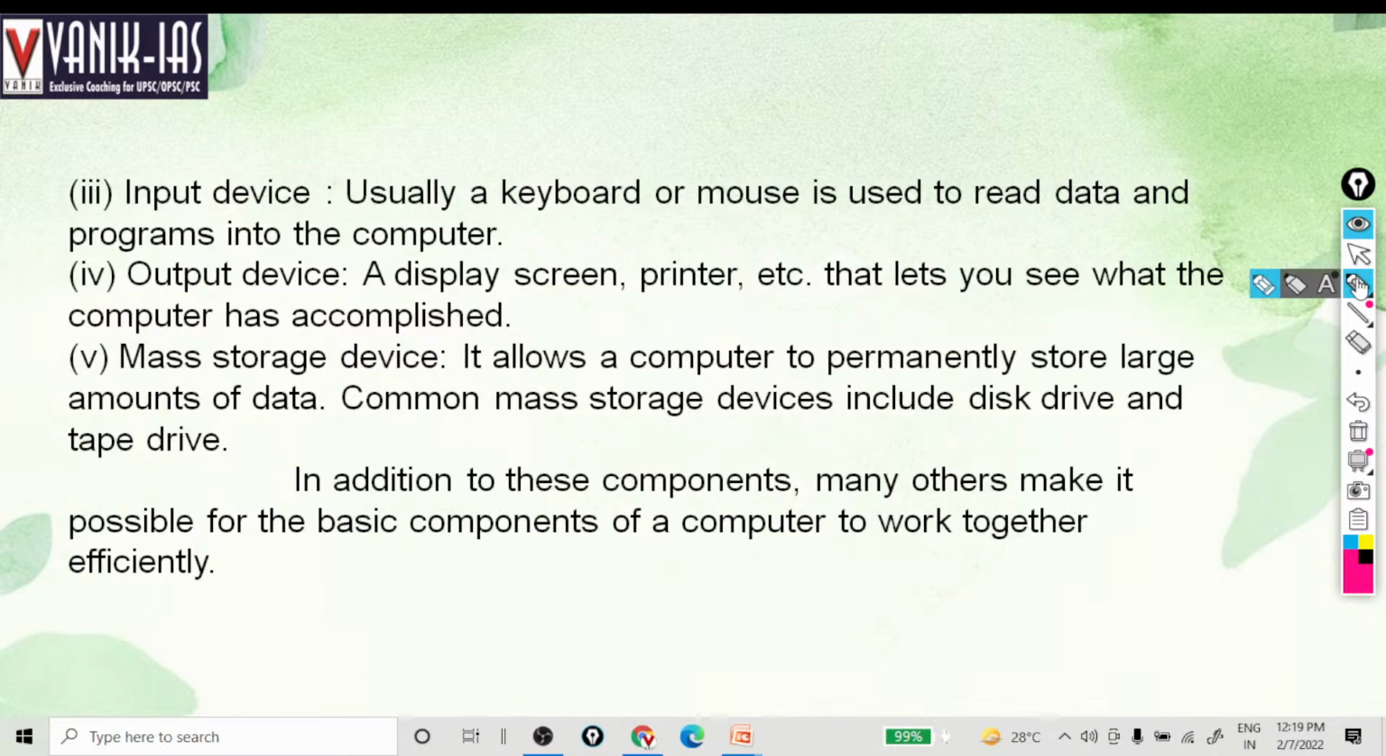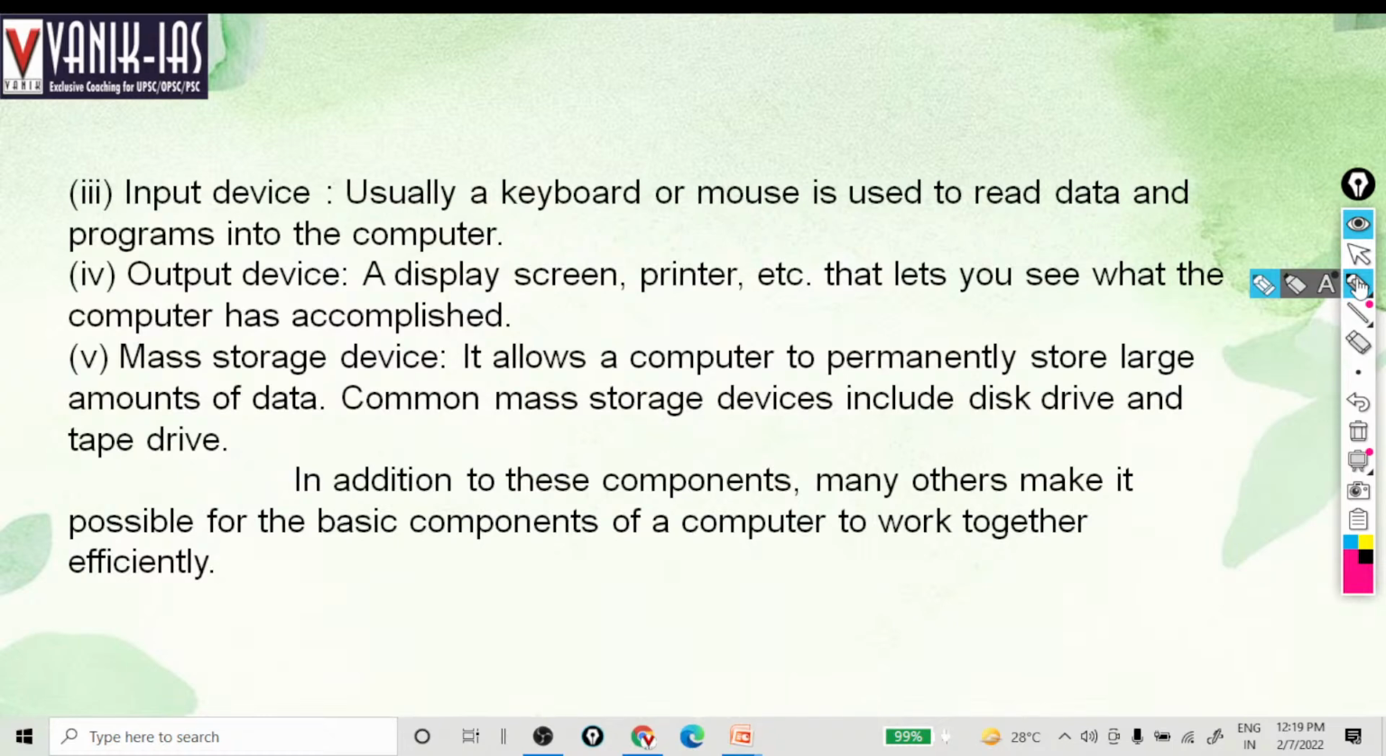Mass storage device. It allows the computer to permanently store a large amount of data. Common mass storage devices include the disk drive or tape drive. We have a drive in the computer that stores a huge amount of data. In addition to these components, many others make it possible for the basic components of the computer to work together efficiently. There are many parts of the computer, right?